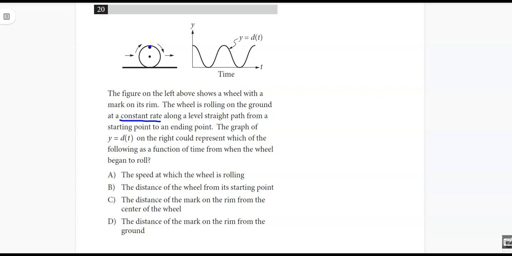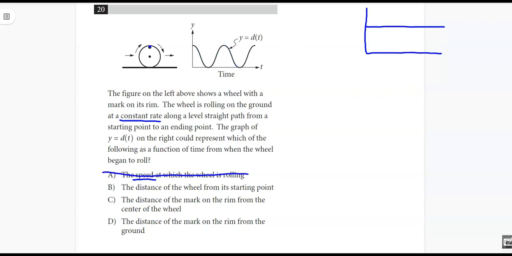So let's check out part A, the speed at which the wheel is rolling. Well, they said that the speed was constant. So if I was going to graph the speed, it would just be straight. It wouldn't be changing. It'd be a constant speed. This graph right here is showing that the speed would be going fast and then down to 0 and then fast and down to 0. So I know that it can't be A. So let's wipe that one out.